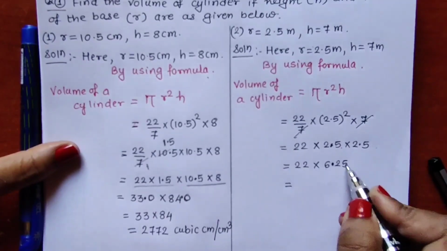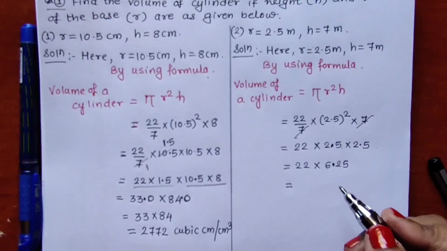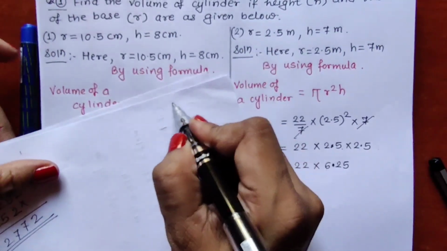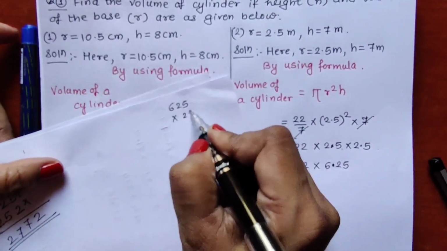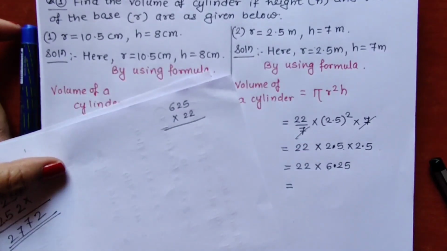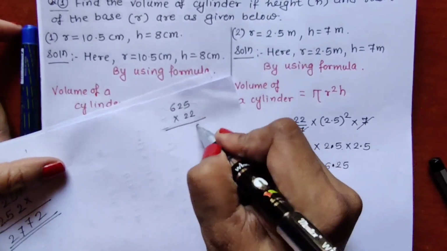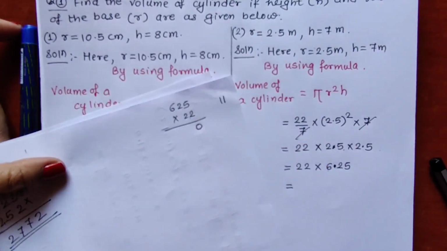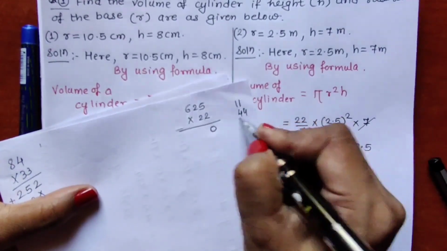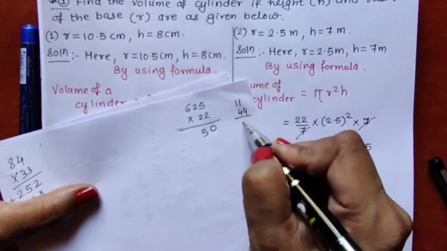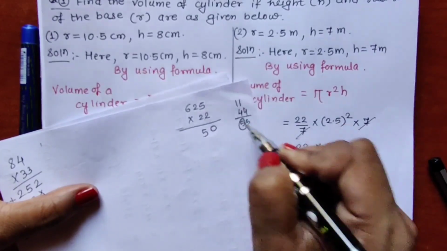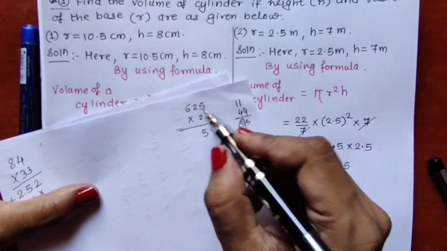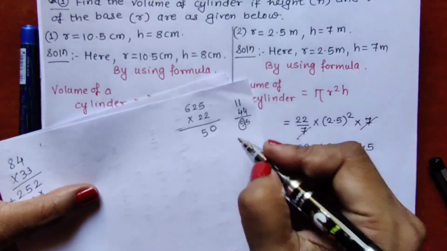Now we can multiply 6.25 by 22. That means 625 multiplied by 22. So I will be multiplying here 625 multiplied by 22. 22 5s are 110, 0 written, 11 carrying. 22 2s are 44. So 11 plus 44 is 55. Okay, so 5 written, 5 carrying. 22 6s are 132, correct?